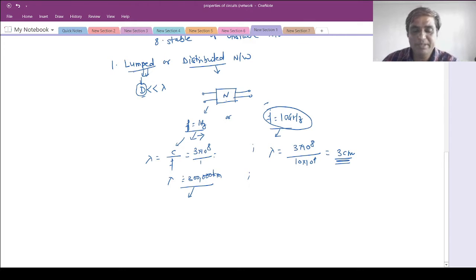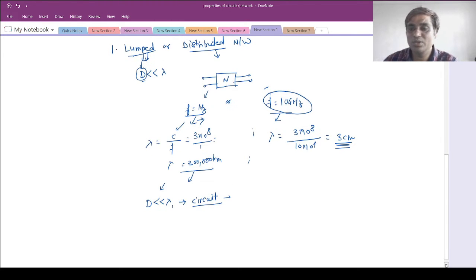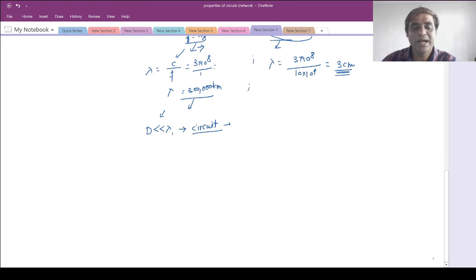If I represent the dimension as d, and the dimension is very small compared to the wavelength, then that kind of network is called a circuit. The function of a circuit is to transfer and transform energy. So, based on the wavelength and the dimension, we can basically classify networks into 3 categories.